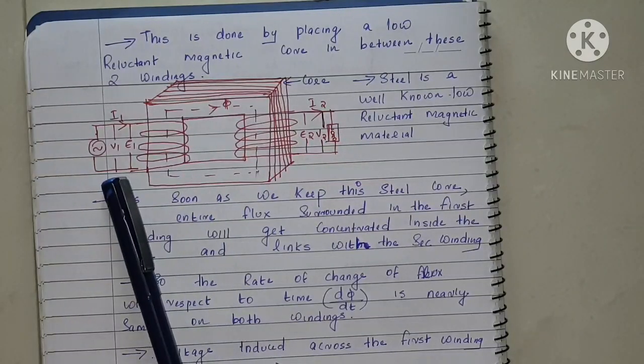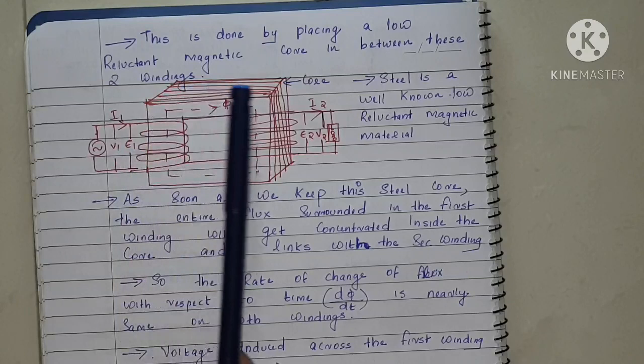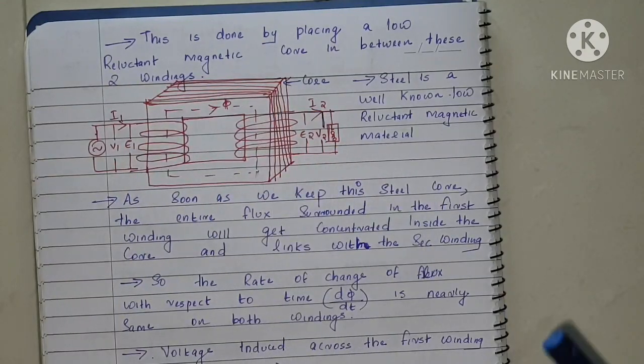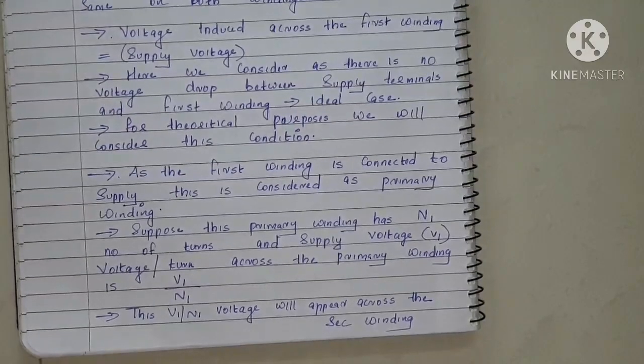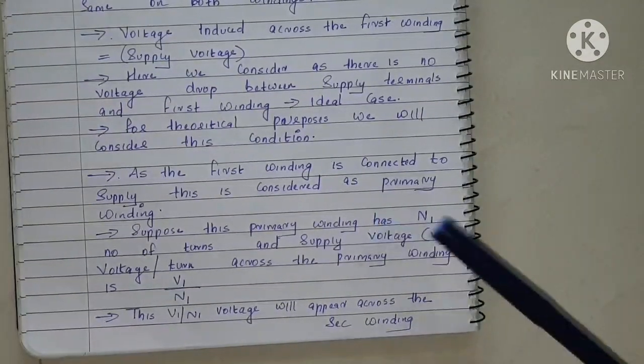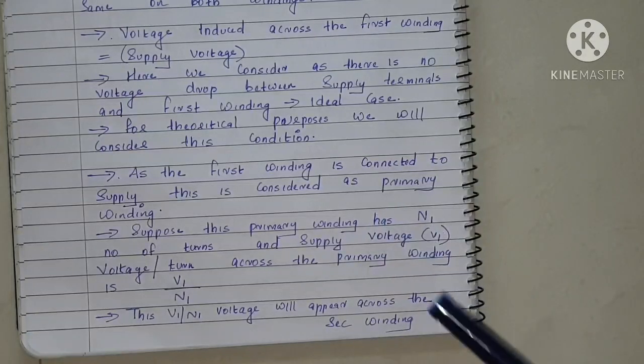So, the rate of change of flux with respect to time, that is dφ/dt, is nearly the same on both windings. As the first winding is connected to the supply, this is considered the primary winding, and the winding to which the load is connected is considered the secondary winding.